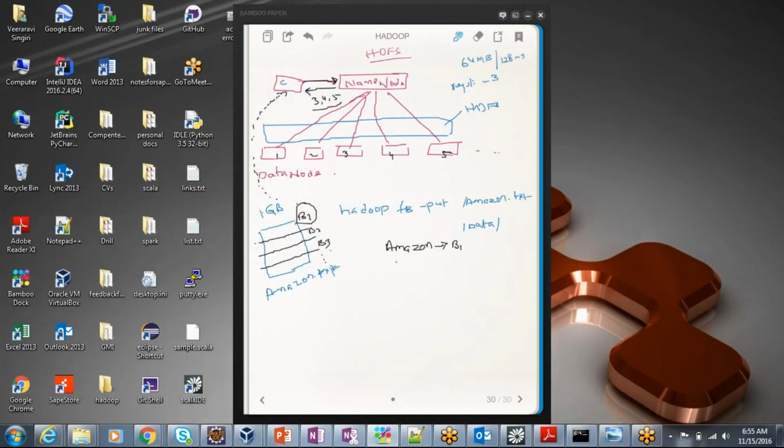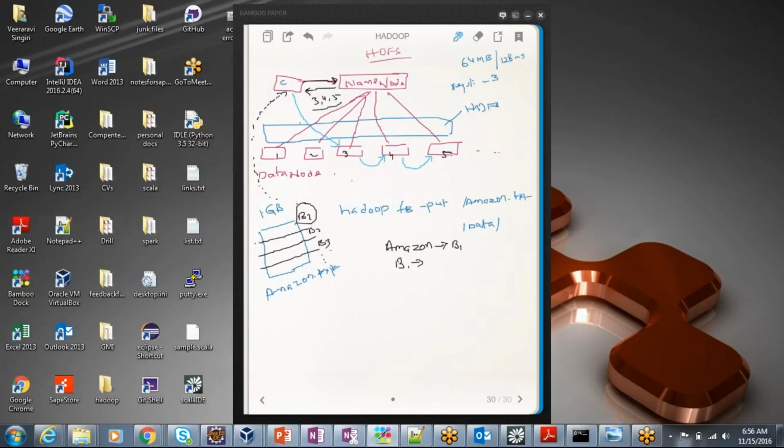So for block one, I have given 3, 4, 5 machines. What will your client do? Your client will connect to machine 3, and anyway machine 3 and machine 4 have a connection. Then they'll start passing the data.